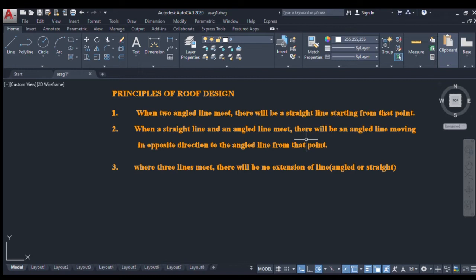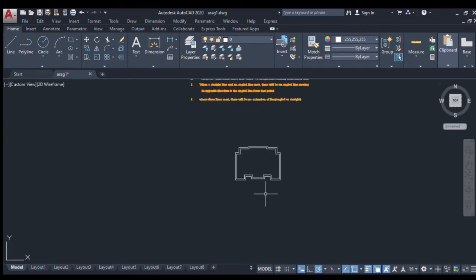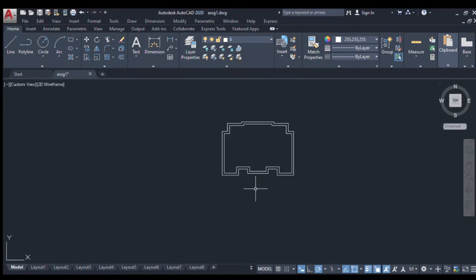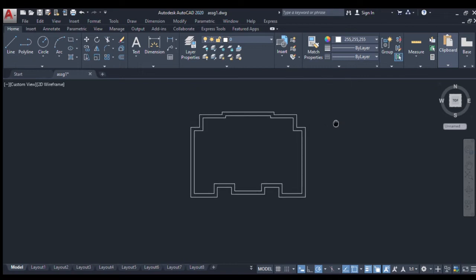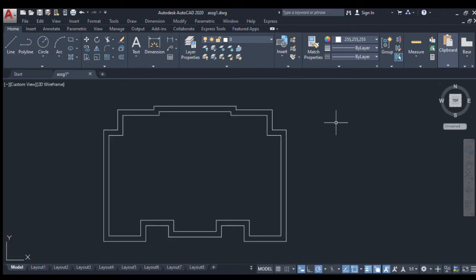So we'll be designing a roof for this particular plan. The reason I chose this plan is because it actually shows the three principles of roof design which you need to design any complex roof you want to design. This is the floor plan, and this is the projection, which I have already set at 600 millimeters.